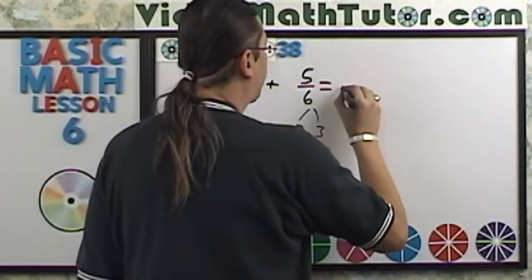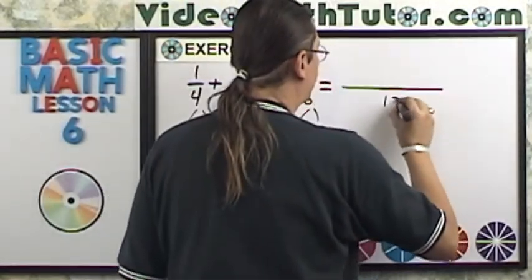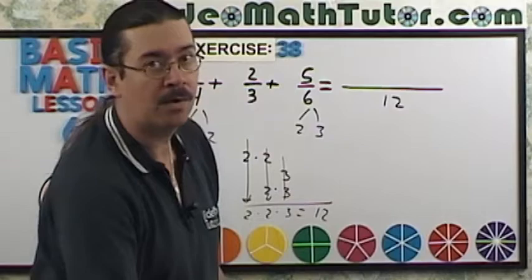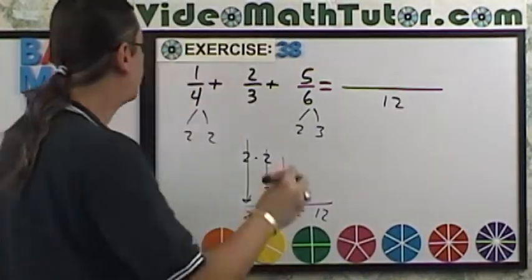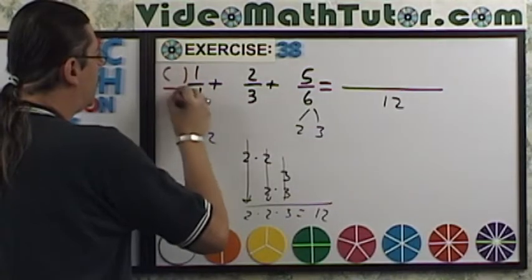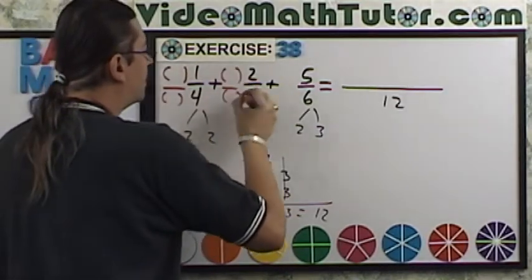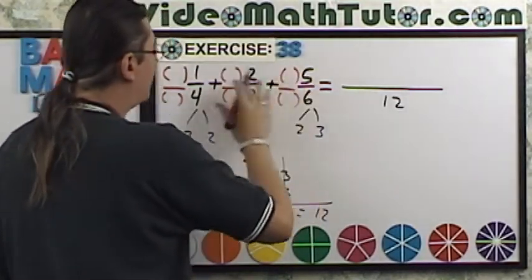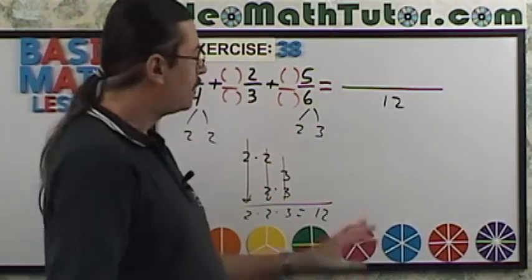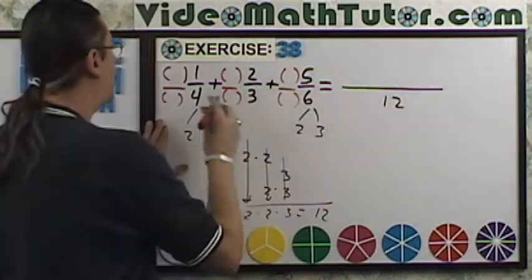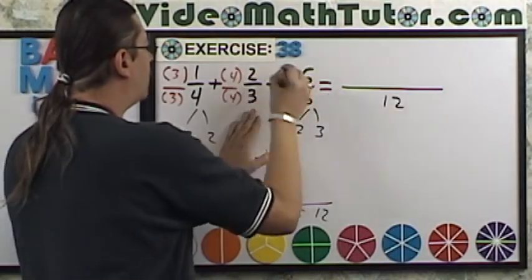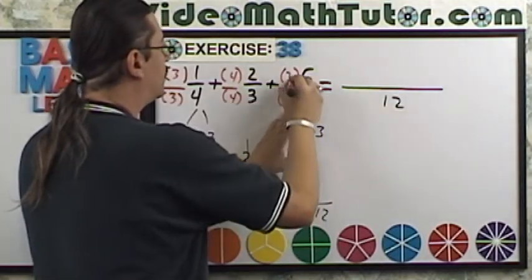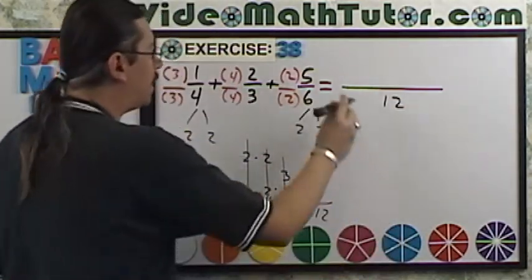So let's put that over here. 12. Now the next thing you want to do is write down the blank fractions. So over here I'm going to put the blanks. I anticipated this and purposely put a little bit in there. So 4 times what is 12? 3. 3 times what is 12? 4. 6 times what is 12? 2.